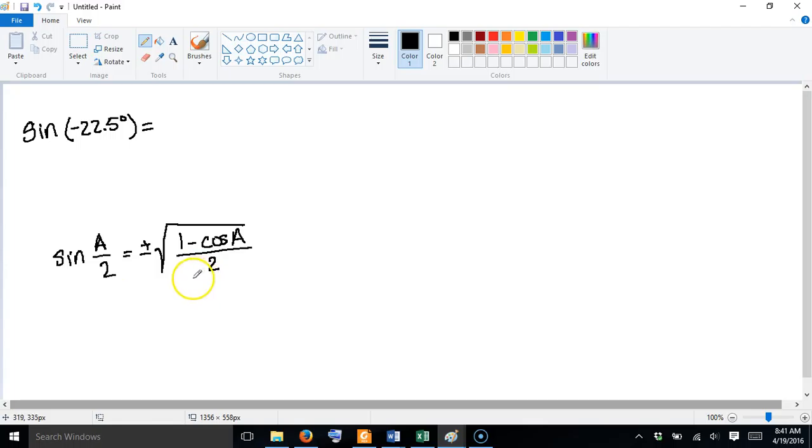Sorry, it just magically appeared for y'all. But anyway, so what we're going to do to figure out sine of negative 22.5 is using this identity. The value of our A is just going to be double the amount of negative 22.5. So 45.